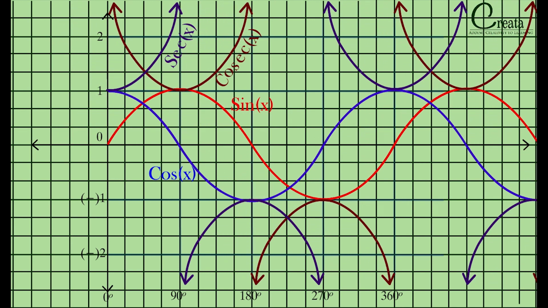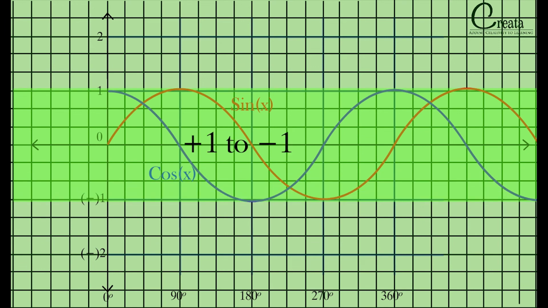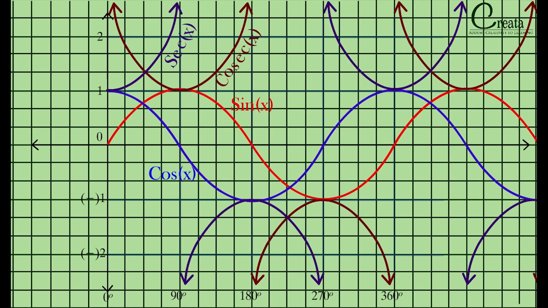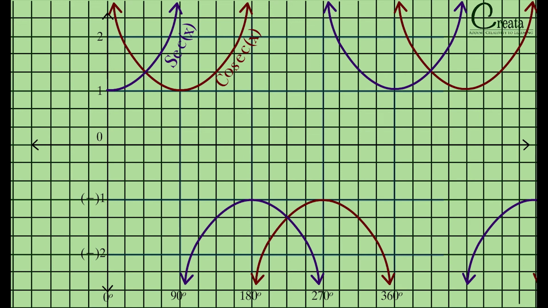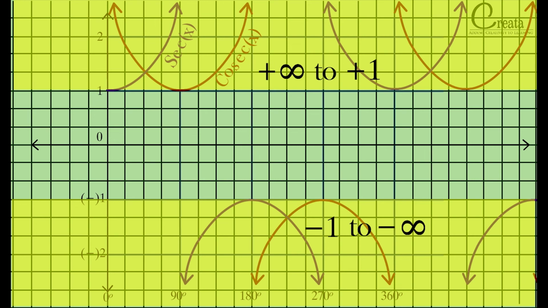If we talk only about sine and cos graph, its range, or we can say its extent on y-axis, is from +1 to -1, meaning it lies between +1 and -1. Whereas for cosec and sec, it is totally opposite, as they are reciprocals of sine and cos. Cosec and sec do not exist between +1 and -1. They exist between +∞ to +1 and after that between -1 to -∞.